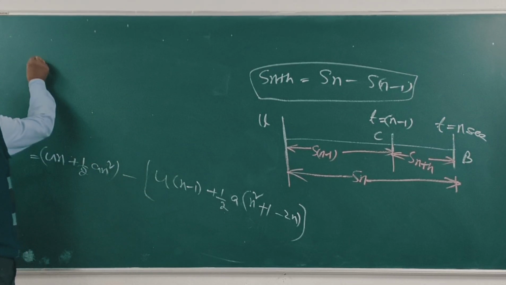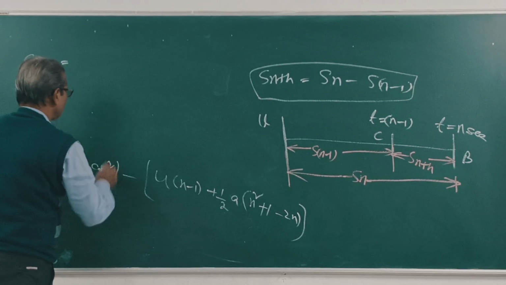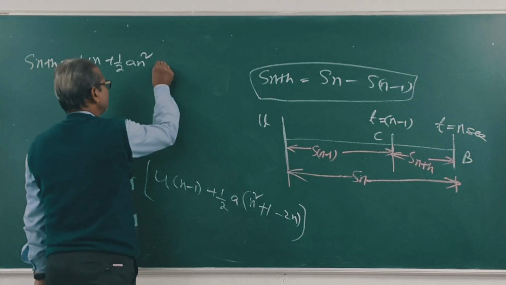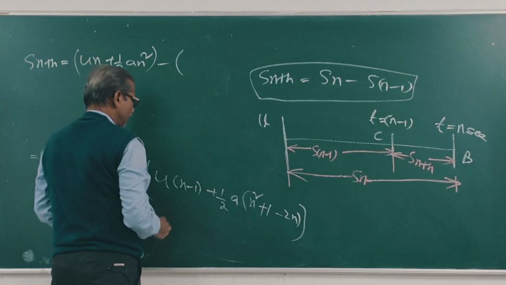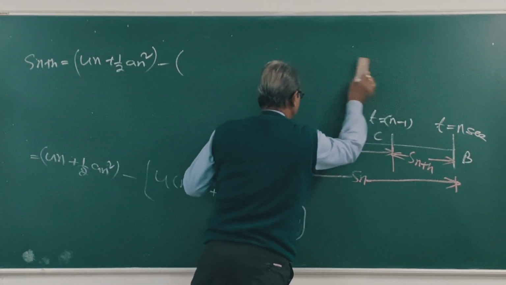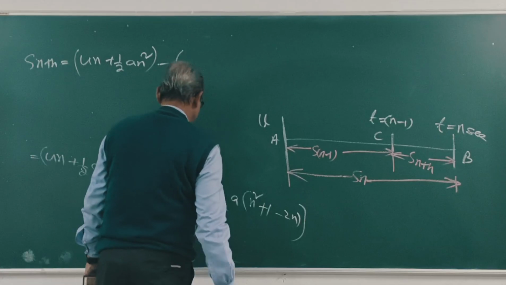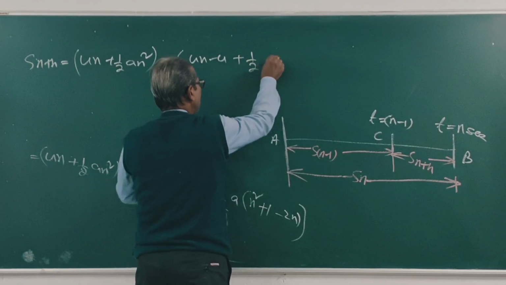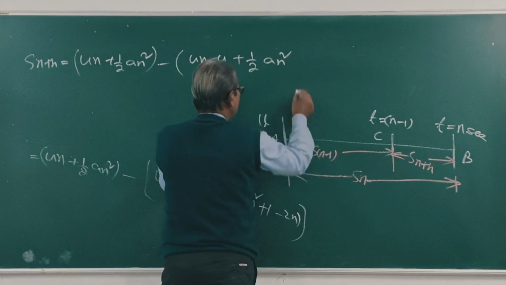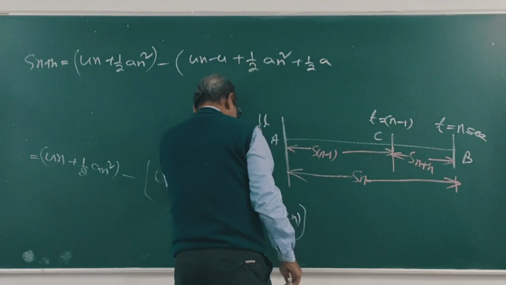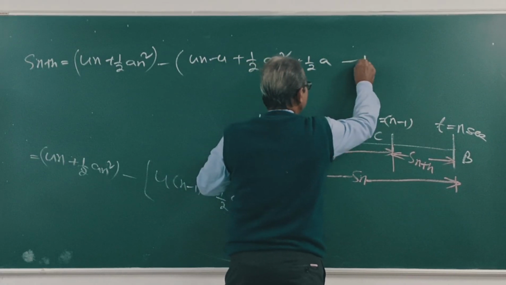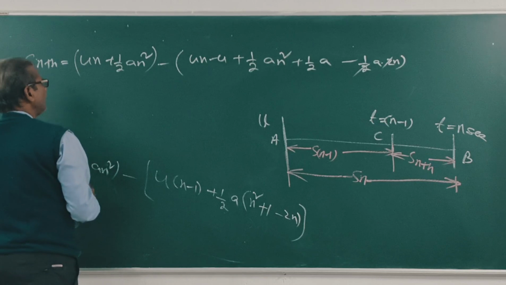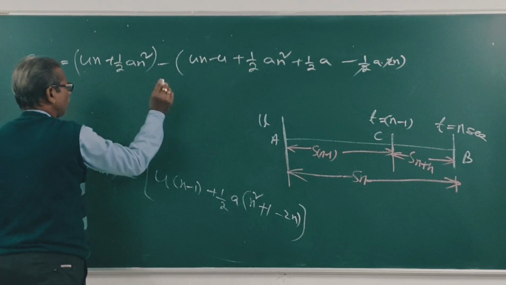Now Sn is equal to un plus half n square minus un minus u plus half n square plus half a minus half a into 2n. 2 cancels out. Clear? Un cancel. So open the equation.